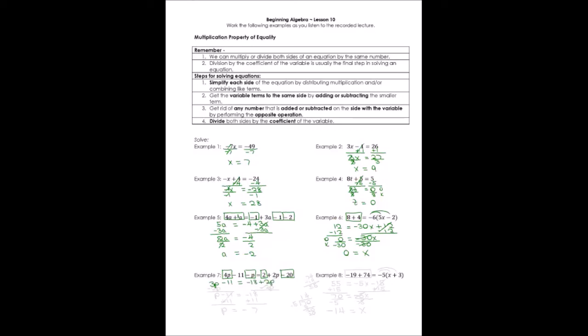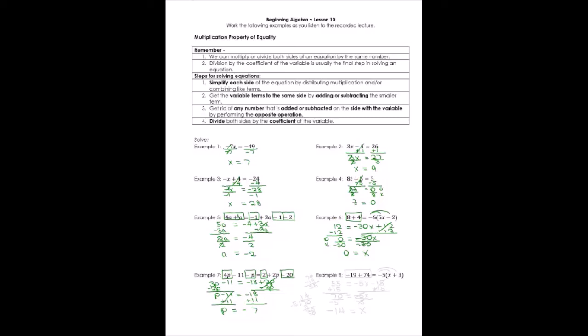Let's get our variables together. We'll subtract the smaller number over here, which is 2p. I'll subtract it out. I end up with p minus 11 is equal to negative 18. And now to isolate the variable term, I'm going to add 11 to both sides. Those will cancel. P is now equal to negative 18 plus 11, which is, I've got to subtract them and keep the sign of the larger. It's going to be a negative 7.